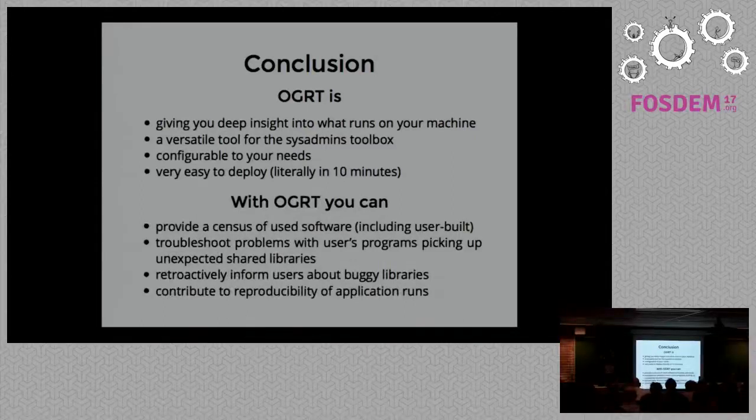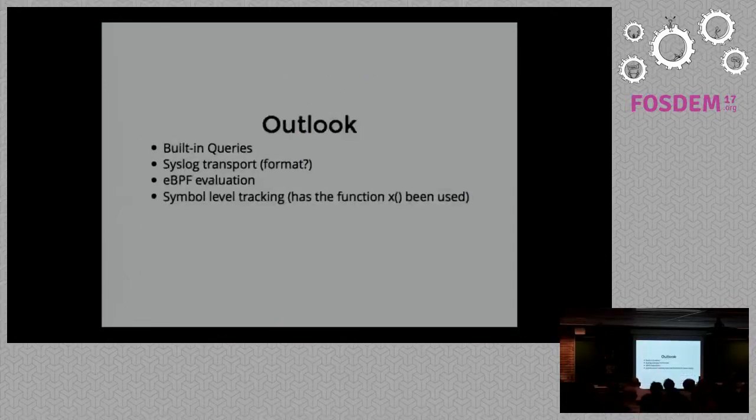You can retroactively inform him about buggy libraries. And reproducibility seems to be a big thing. So if you know how a program was run, including all the environment it was run in, I would say that contributes to reproducibility.